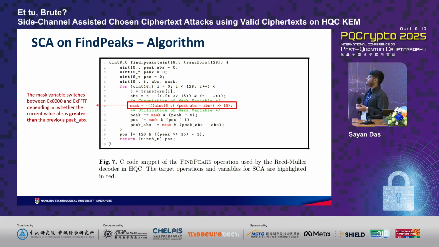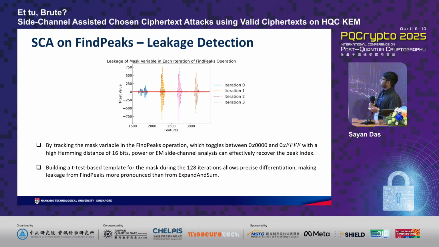Next, we move forward to the FindPeaks algorithm. We exploit the vulnerability in the mask variable that is being manipulated to calculate the position. The mask variable switches between the values 0 and 15 depending on whether the current absolute value is greater than the previous peak value or not.